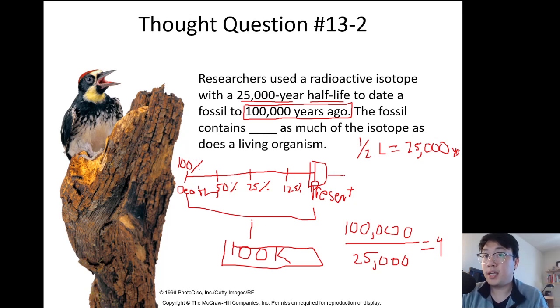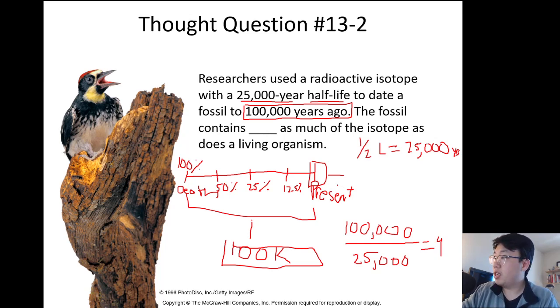12.5%, divide that by 2. Again, every time we do a half-life, we're dividing by 2. 12.5 divided by 2. Let me get my calculator. I don't have a calculator, so I'm going to use my phone. So what is 12.5 divided by 2? I can't do math right now. So 12.5 divided by 2 is 6.25.